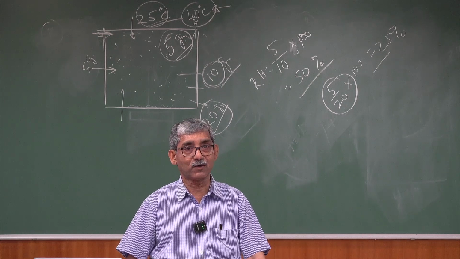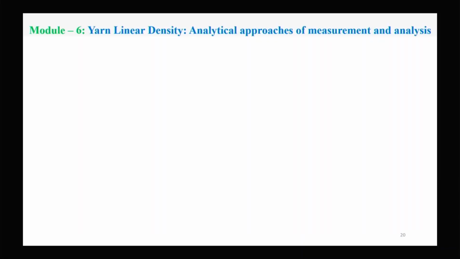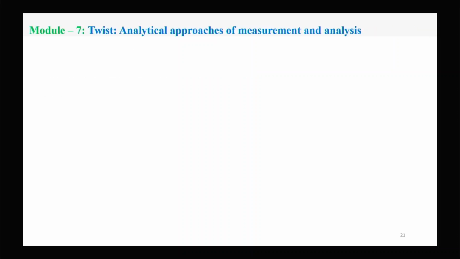Factors affecting the moisture regain we will discuss, moisture and fiber properties we will discuss there. Then coming to the yarn linear density, which is very important, and analytical approaches we will do, direct and indirect systems we will discuss, and conversion of linear densities of different systems, which is very important. So direct system to indirect, indirect to direct system, and linear density of folded yarn. We will also discuss methods of measurement of yarn linear density.